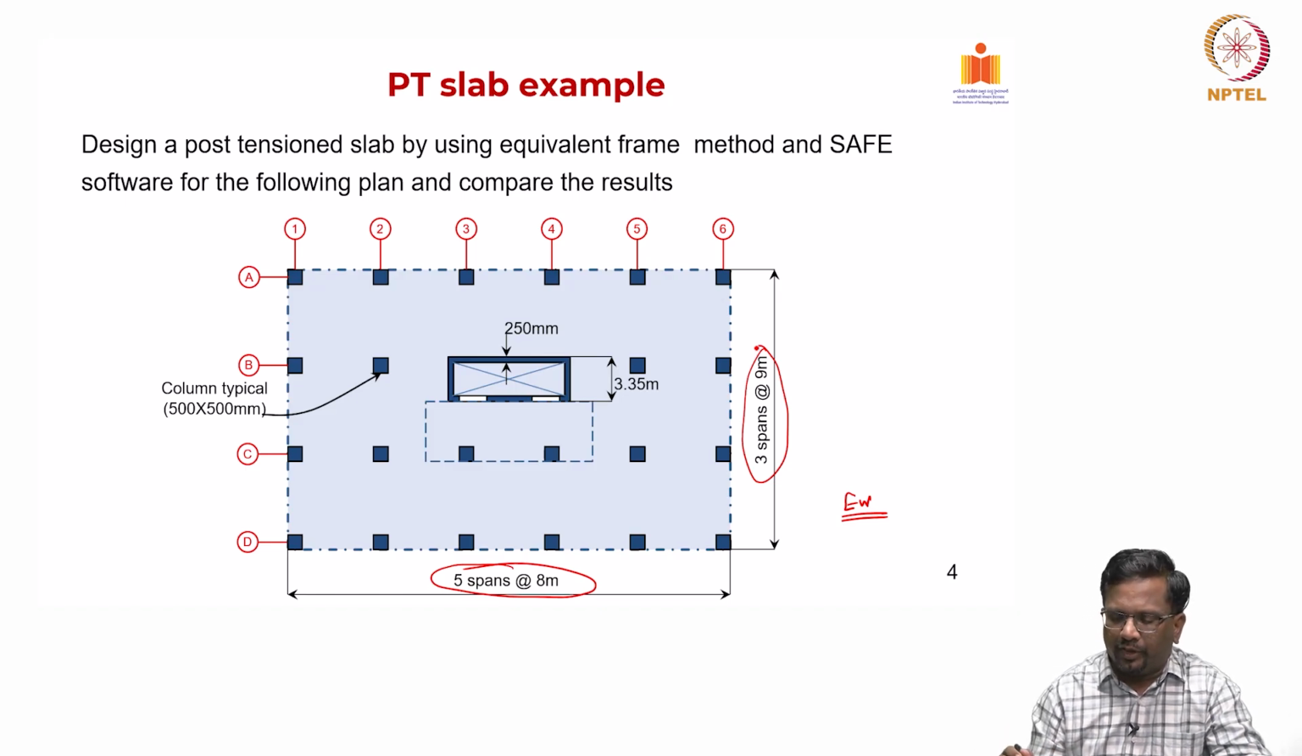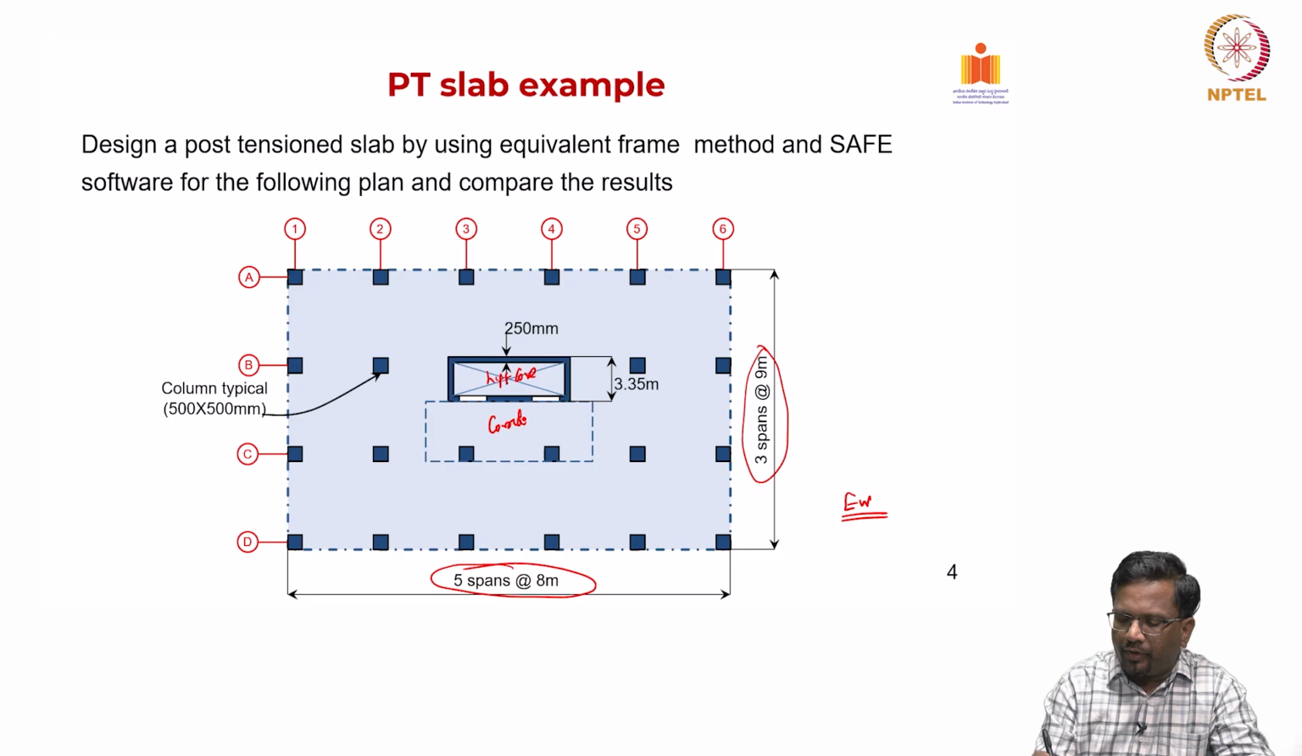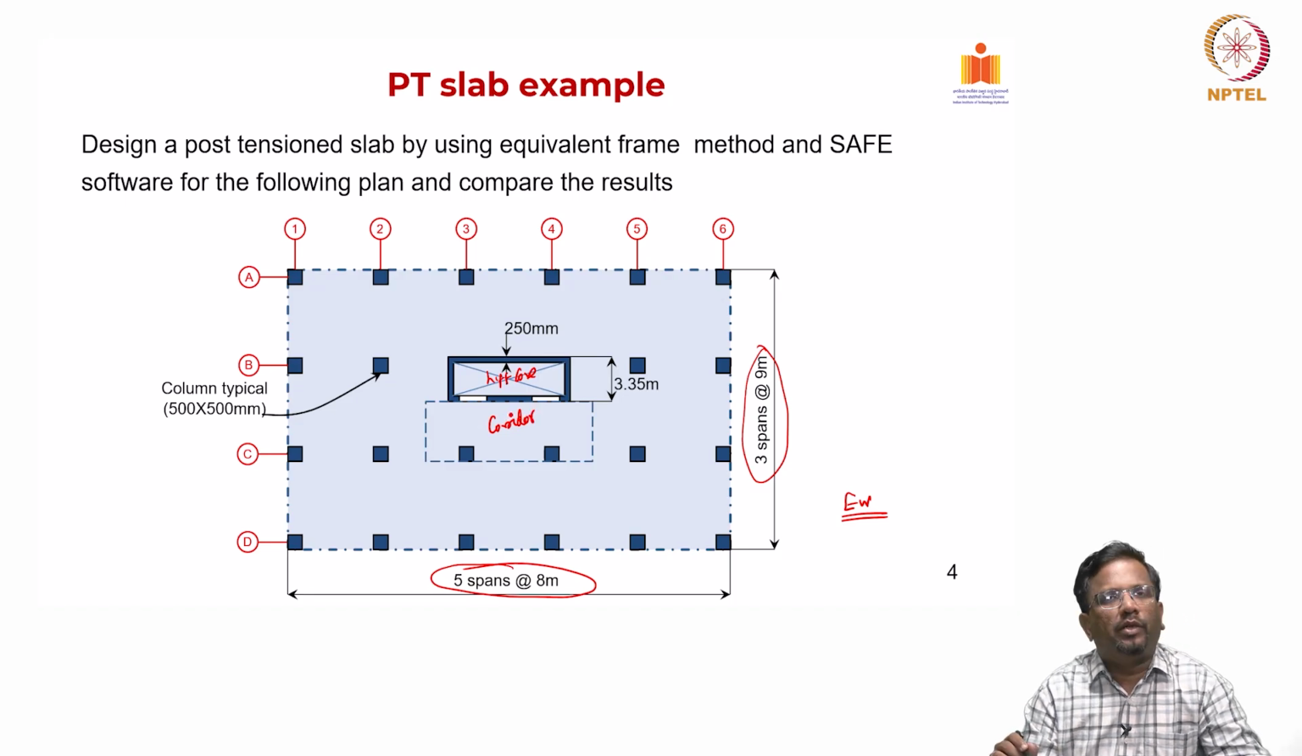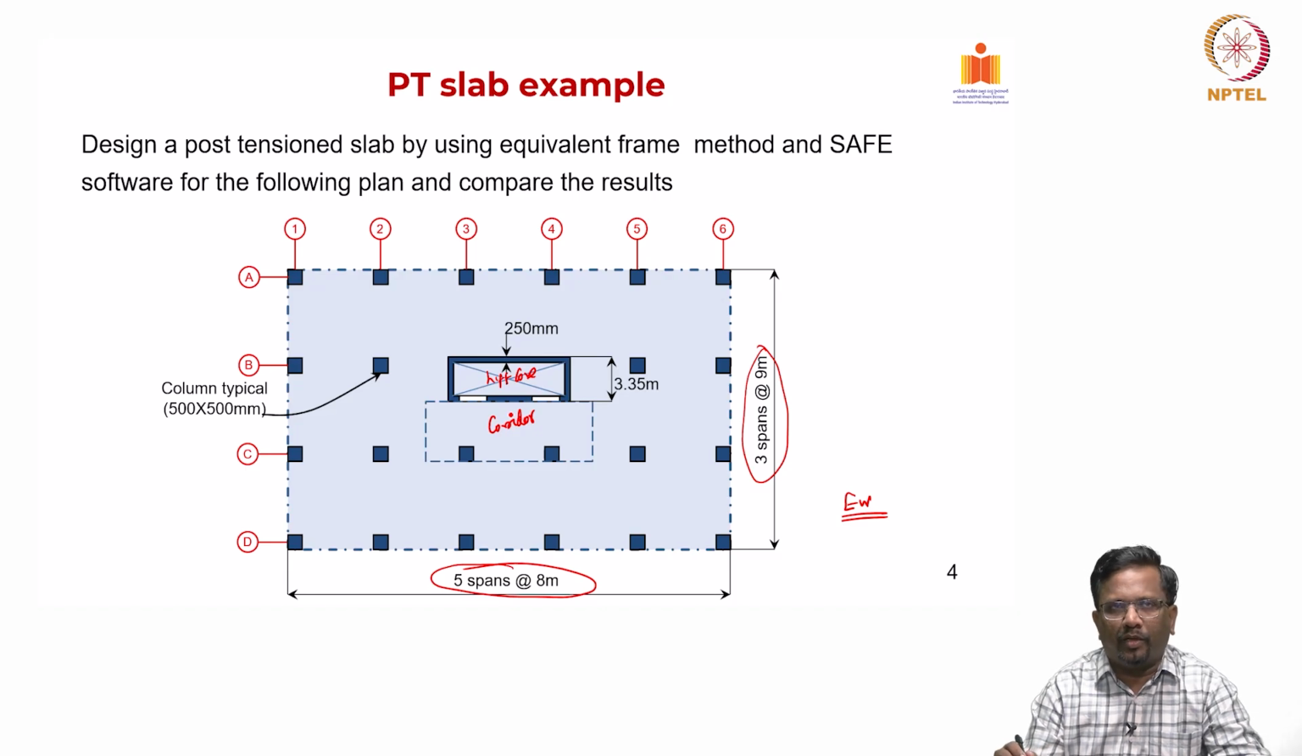You can also see here that there is a lift core, and then you have a corridor area where higher live load is assumed to be acting. I have done the preliminary design and we have come up with a layout based on the architectural plan. Typical columns are 500 millimeter by 500 millimeter, and the lift core wall is designed to be 250 millimeter. Now, with this arrangement, we are going to look at only the design of a post-tension slab.